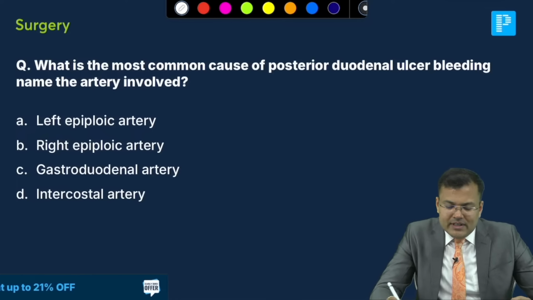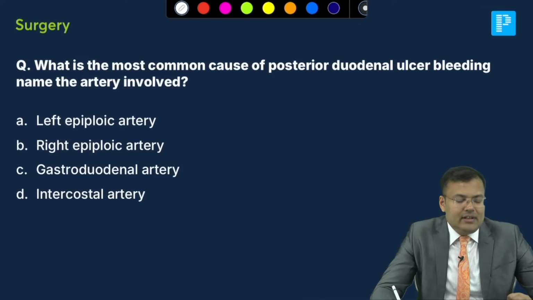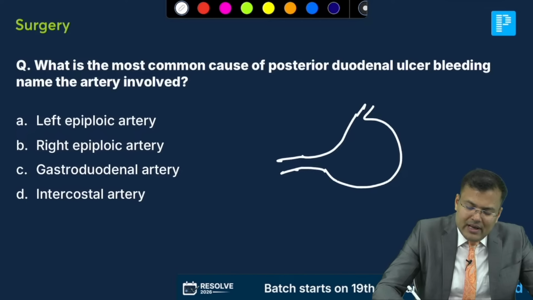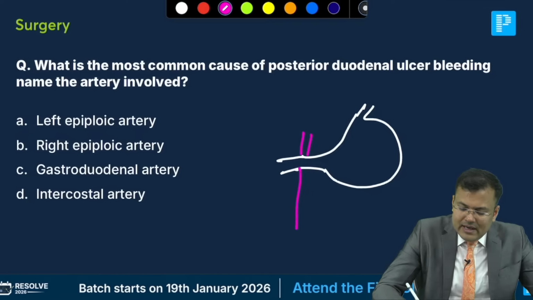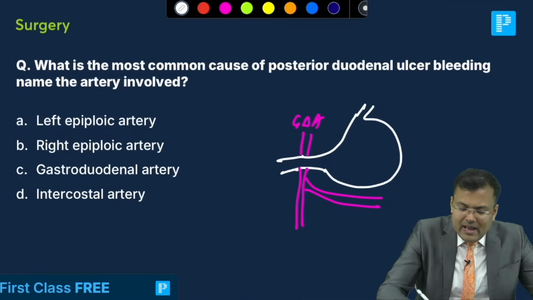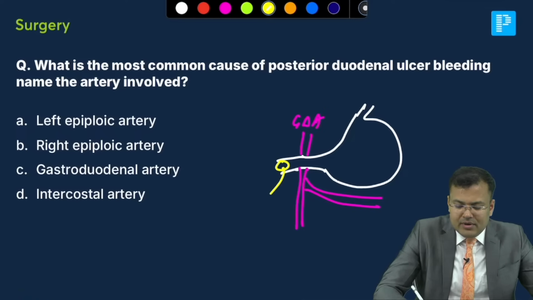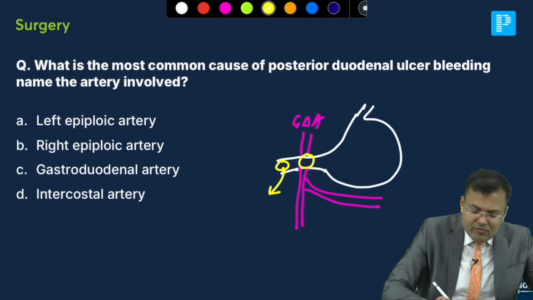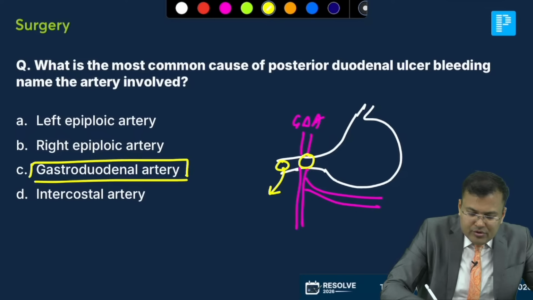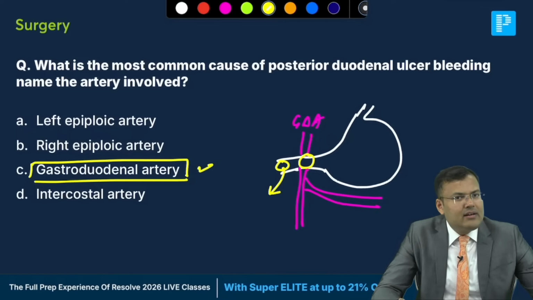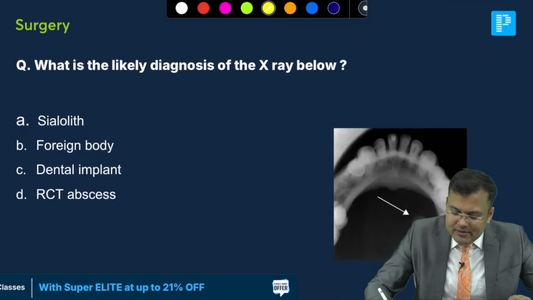Next, what is the most common cause of posterior duodenal ulcer bleeding? You can see here, this is the stomach, this is the duodenum, and there is one artery passing like this. Guys, what is the name of this artery? All of you know, this is the gastroduodenal artery. You know that anteriorly located ulcers perforate, posteriorly located ulcers bleed, and in this case there is involvement of the gastroduodenal artery. So everybody is correct. The correct answer is gastroduodenal, option C. Next question, very easy.